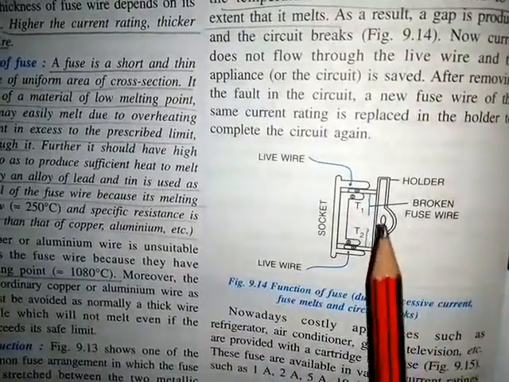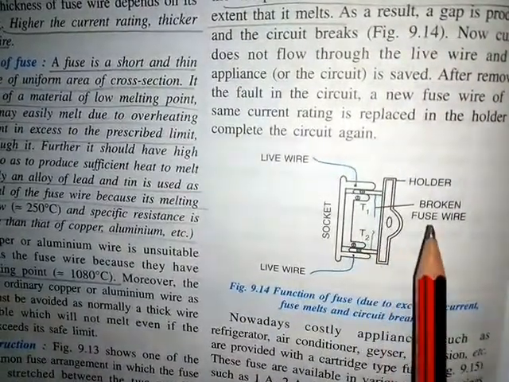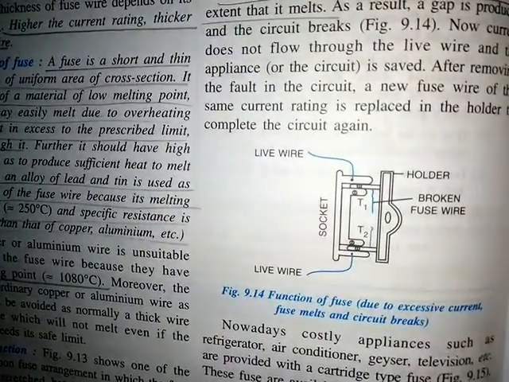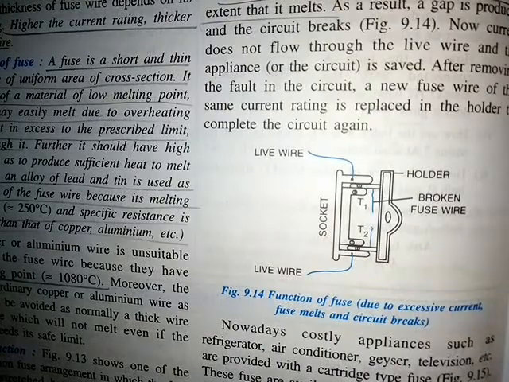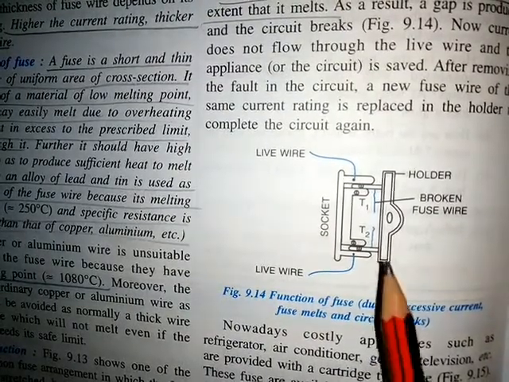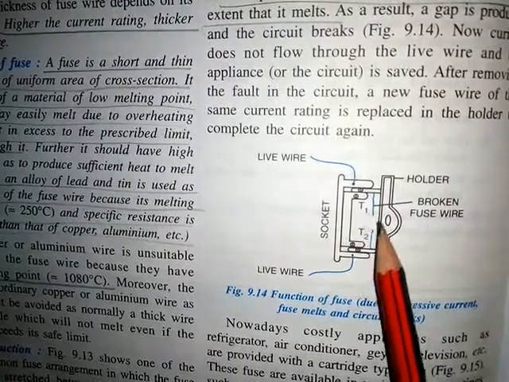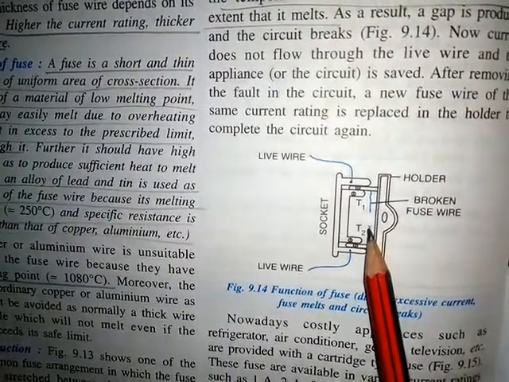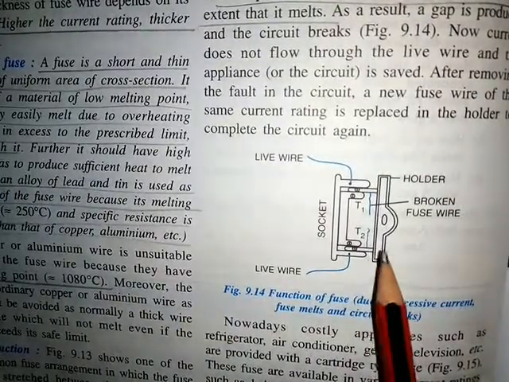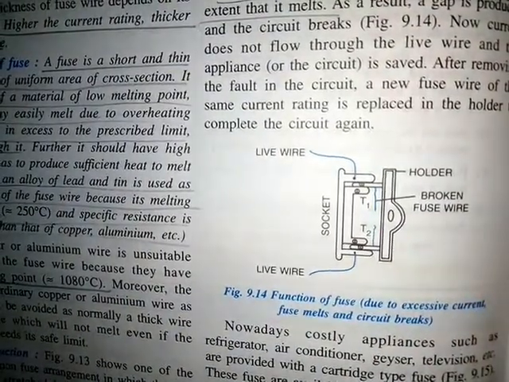Working. When current in the circuit exceeds the specified value due to high voltage, short circuiting, overloading, etc., the temperature of the fuse wire rises to the extent that it melts. As a result, a gap is created between the terminals T1 and T2 and the circuit breaks. Now current does not flow through the live wire and the appliance or the circuit is saved.